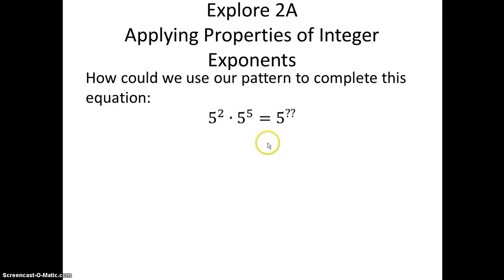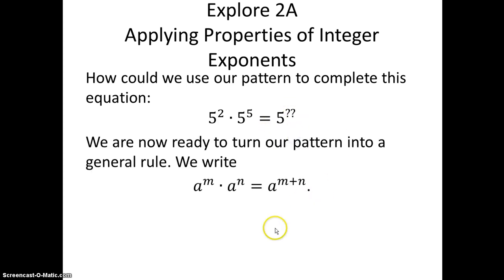So how would I complete this equation here? Notice that this means that I have 2 factors of 5. This means I have 5 factors of 5. So altogether I should have 7 factors of 5. So this would be 5 to the power 7.